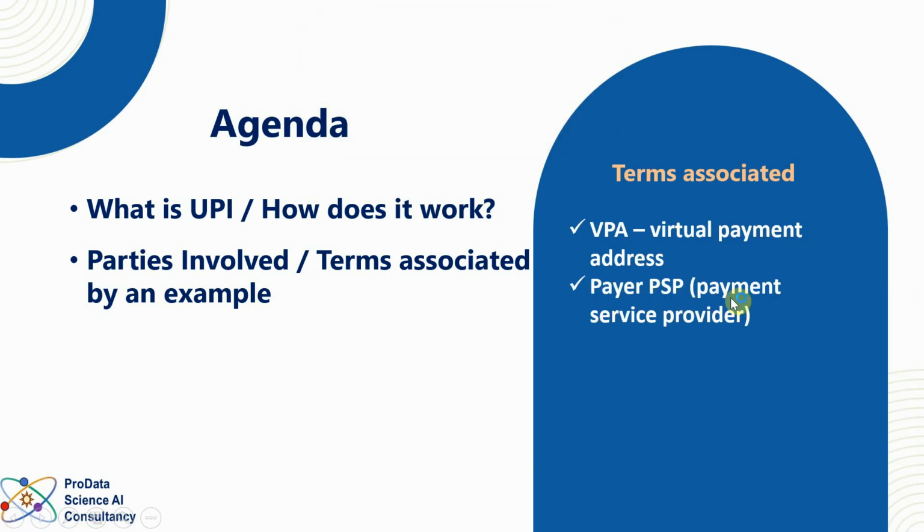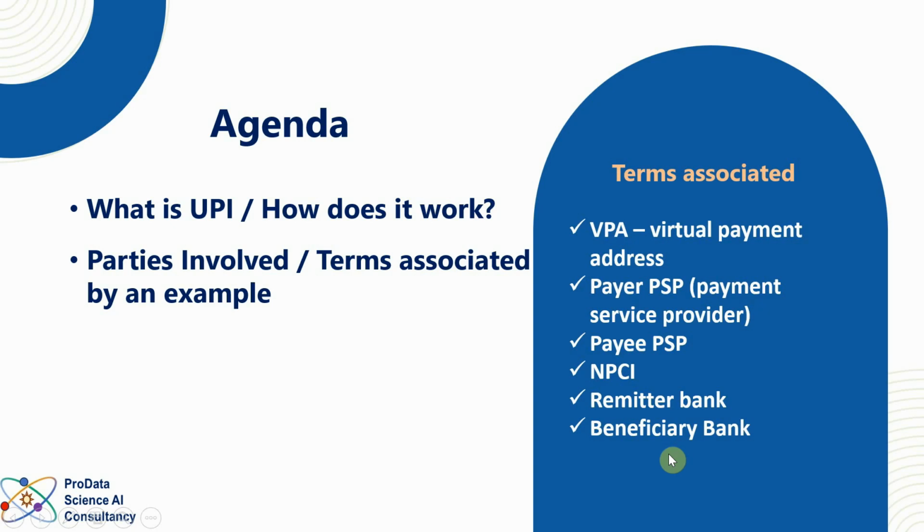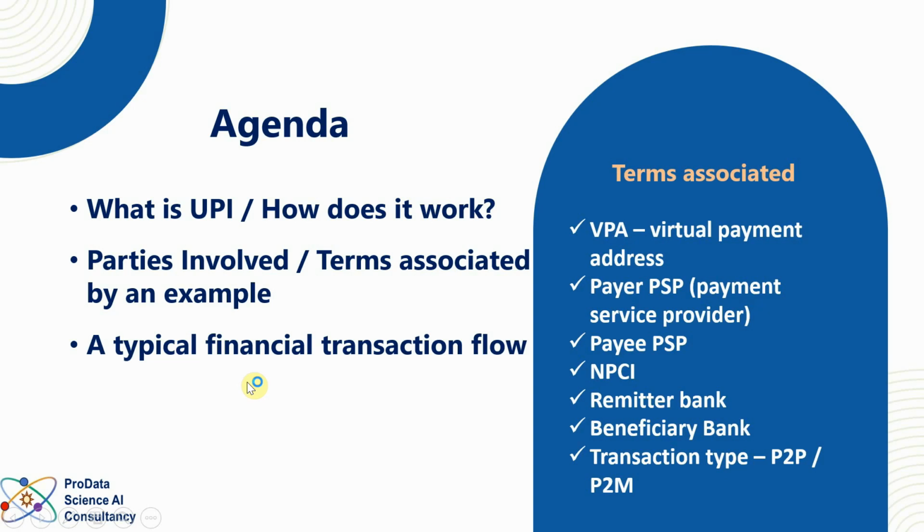where PSP is an acronym for payment service provider, what is the role of NPCI, what is remitter bank, what is beneficiary bank, and what are the different types of transactions. You will understand a typical flow of financial transaction, and you will understand UPI statistics as of April 2024.